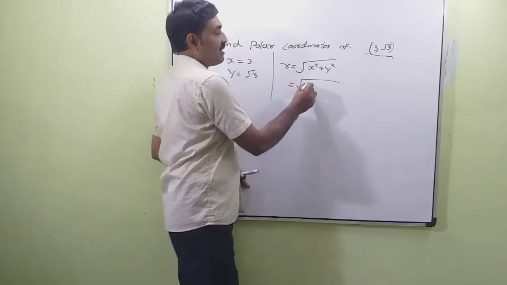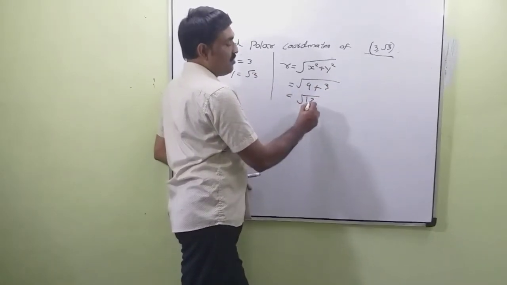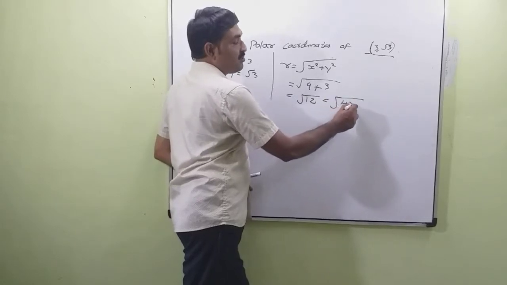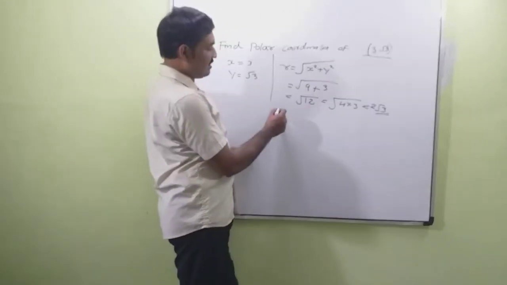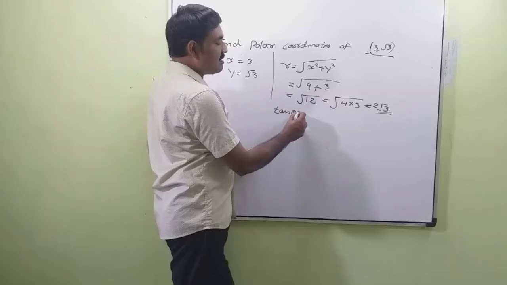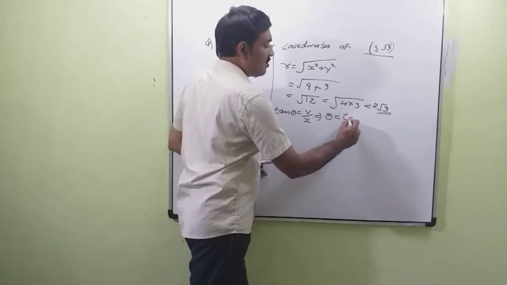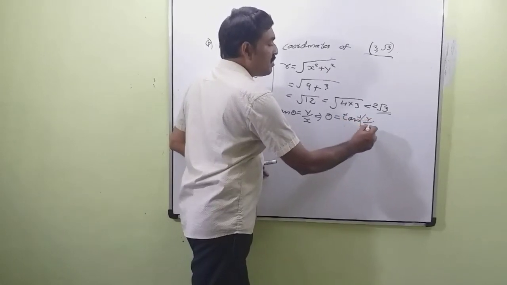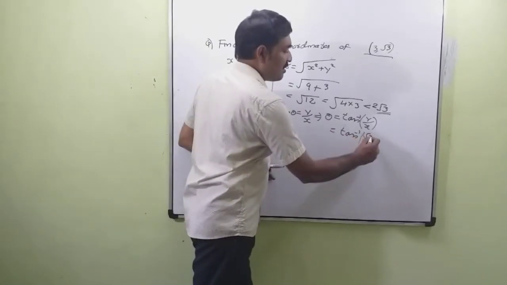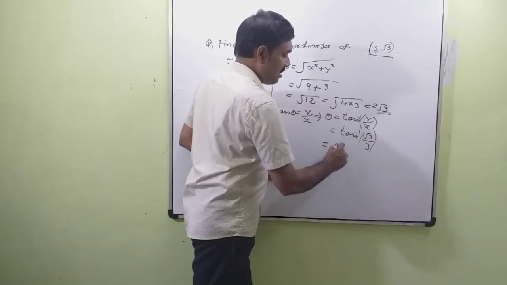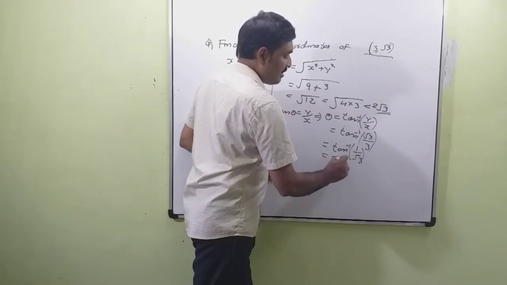that is equal to square root of 3 square, that is 9, plus root 3 square, that is 3, that is equal to root 12. You can write 12 as 4 into 3, so this is equal to 2 root 3. Now what is theta? Tan theta is equal to y by x. This implies theta is equal to tan inverse y by x, that is equal to tan inverse root 3 divided by 3, that is equal to tan inverse 1 by root 3, that is equal to 30 degree.